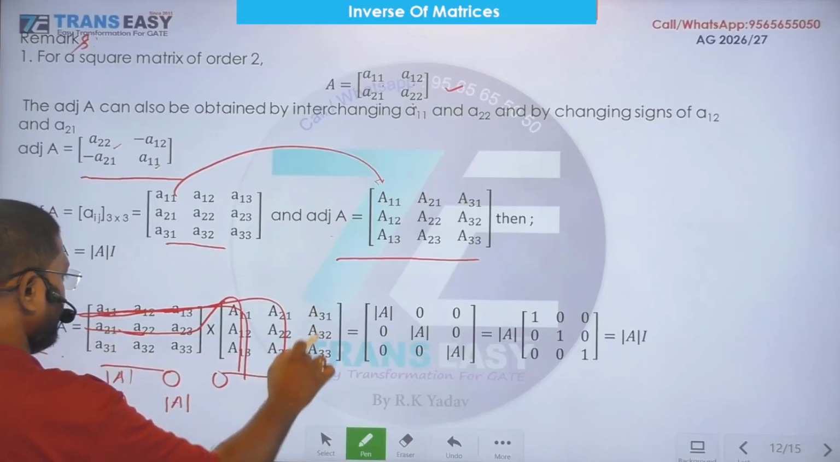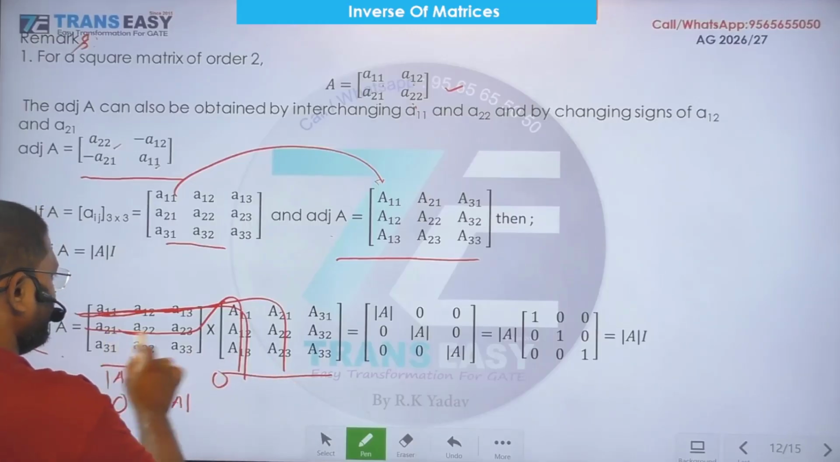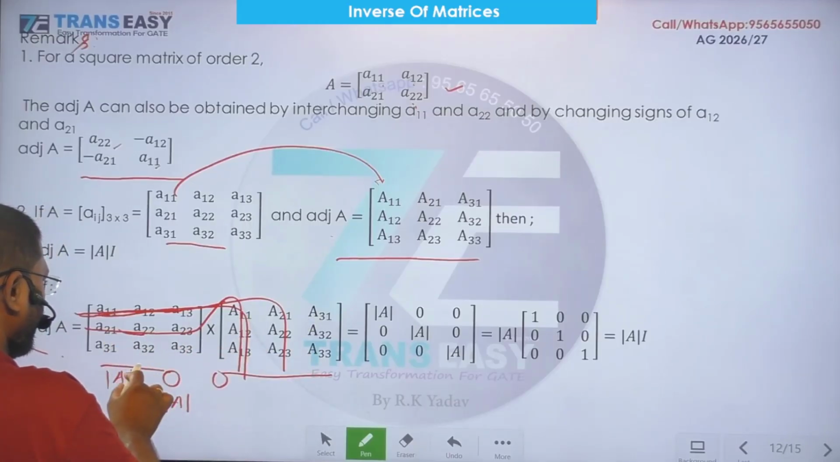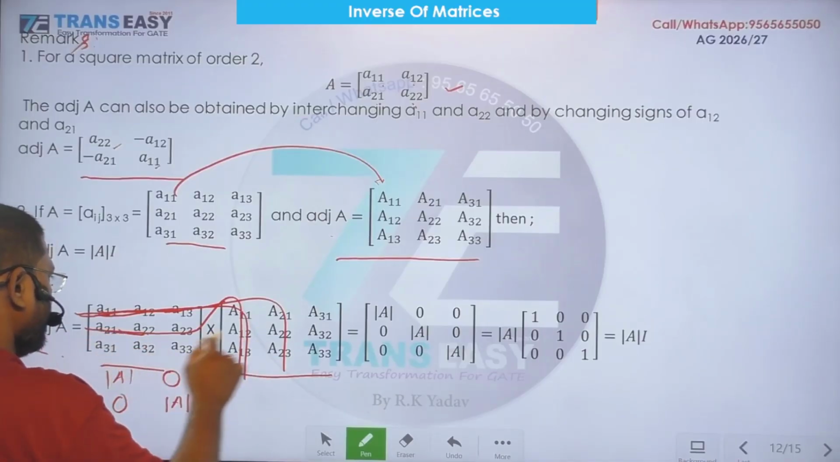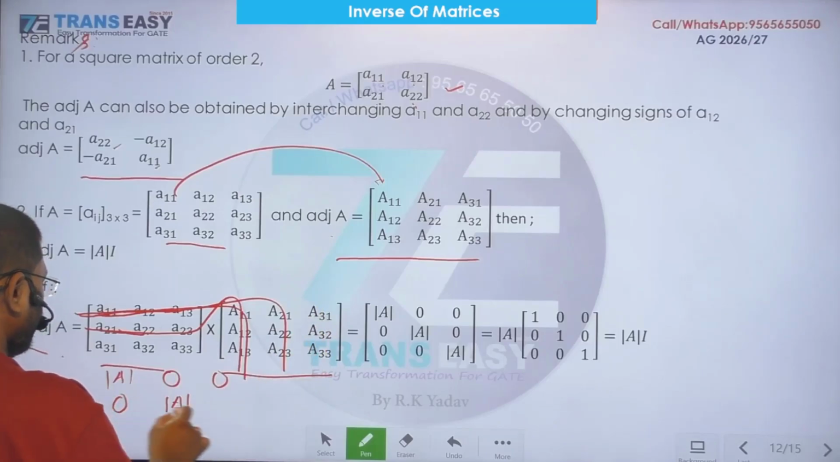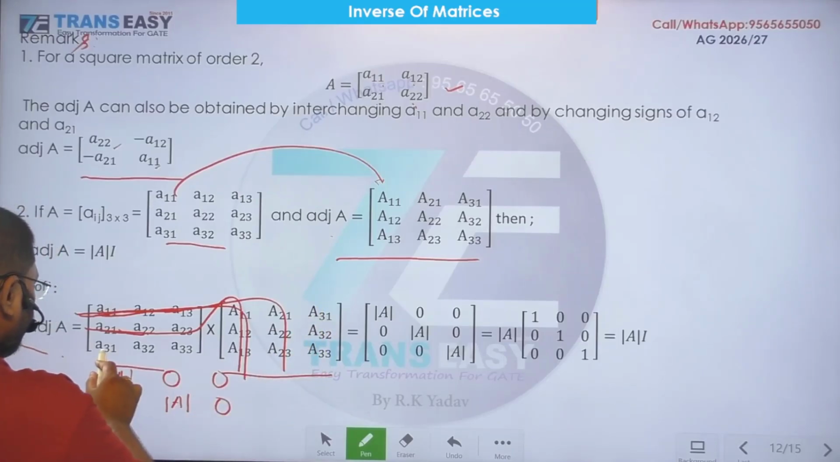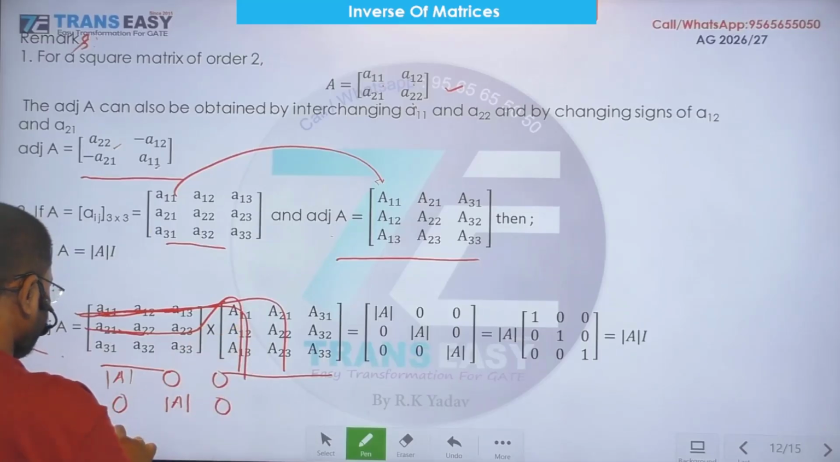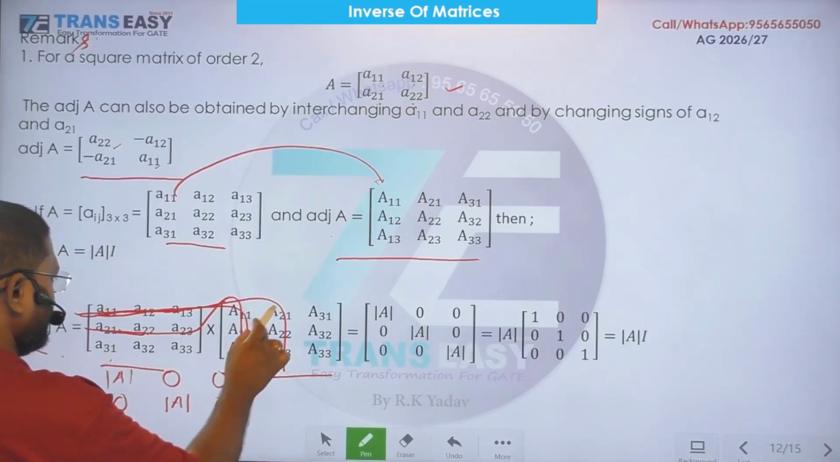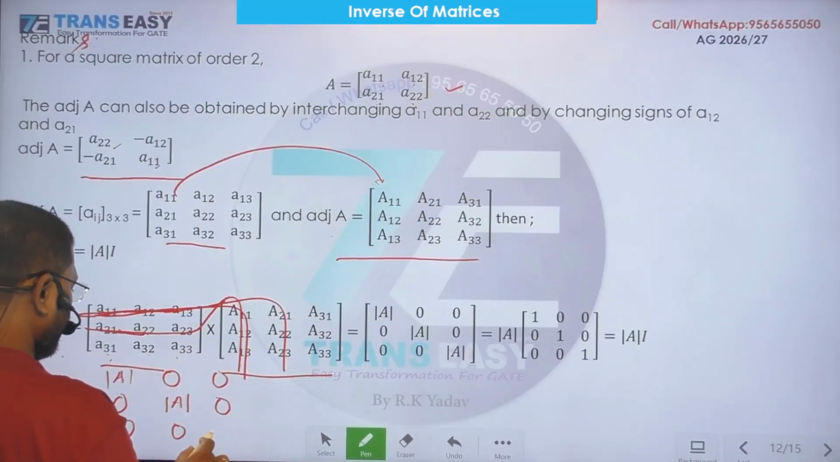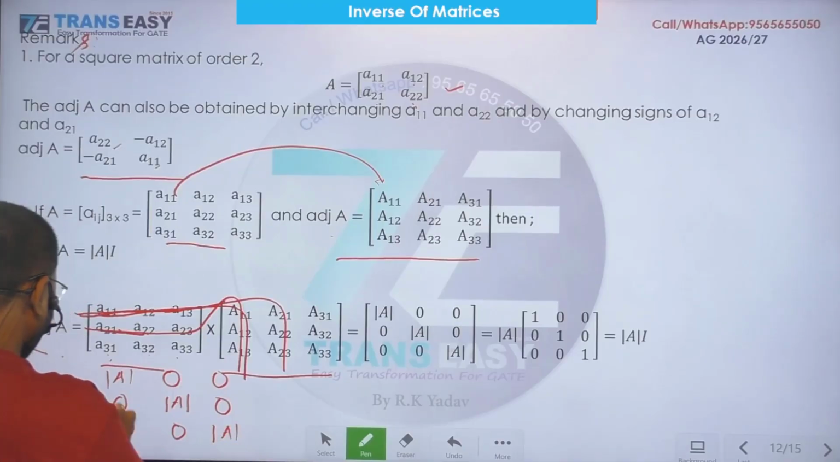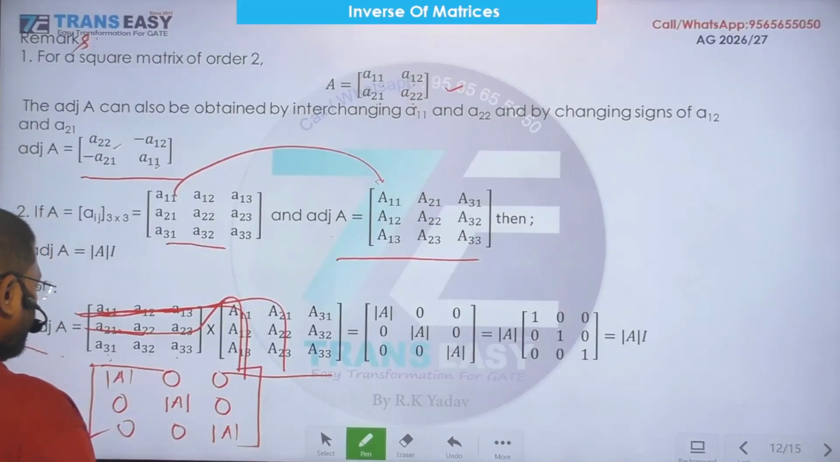अब इसके साथ थर्ड रो के थर्ड कॉलम के साथ रिपीट करते. A21 A31, we are multiplying elements with cofactors: elements of the second row with cofactors of third row elements. So this is 0. A31 A11 0, A31 A21 0, A31 A31, A32 A32, A33 A33. This is determinant, right? This is the matrix obtained by multiplying A and adjoint A.